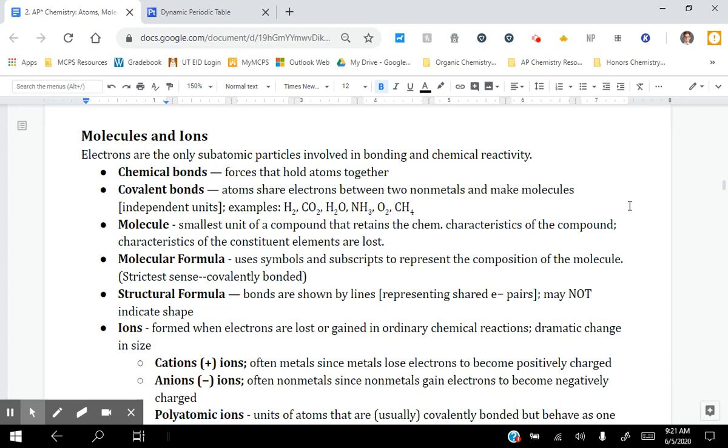So we know chemical bonds are forces that hold atoms together. We have ionic and covalent bonds. Ionic bonds are considered electrostatic attractions. So I should add that in here. Ionic is electrostatic attractions, whereas covalent bonds are the sharing of electrons. Since electrostatic attractions require the full transfer of electrons from one atom to another, we're going to represent ionic compounds a bit differently from covalent compounds.